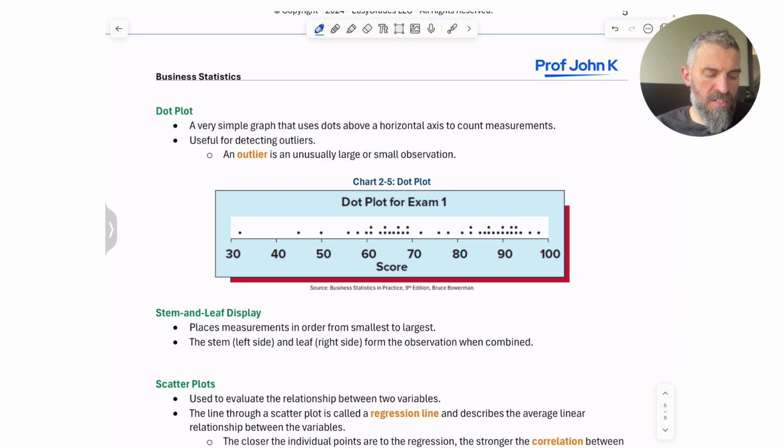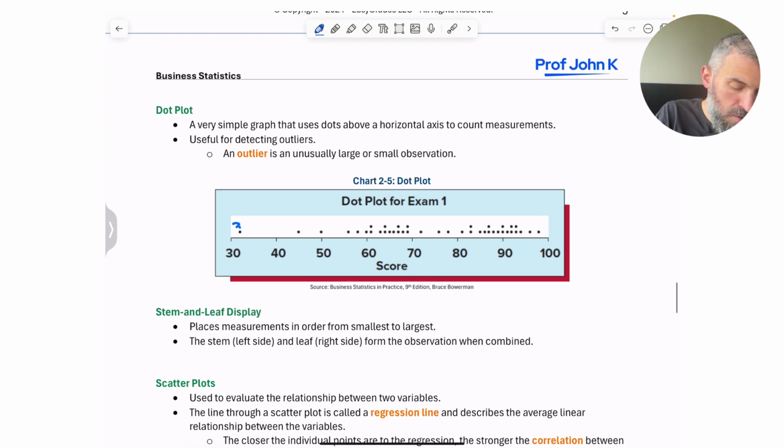You've got dot plots. These are not very popular, but they are useful in really showing you outliers. So a dot plot is kind of like a bar chart or a histogram, but they're similar in the sense that they show you frequencies, but every single dot represents a data point. So you have this horizontal axis, and every single one of these dots is a point.